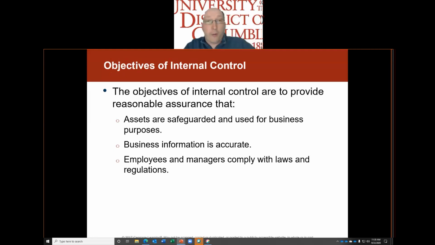Let's talk a little bit more about internal controls. So the objective, of course, is to safeguard your assets, provide accurate business information for investors, creditors, and other external parties, and of course, to help employees and managers comply with local laws and regulations. So these are the primary reasons why we have internal controls.